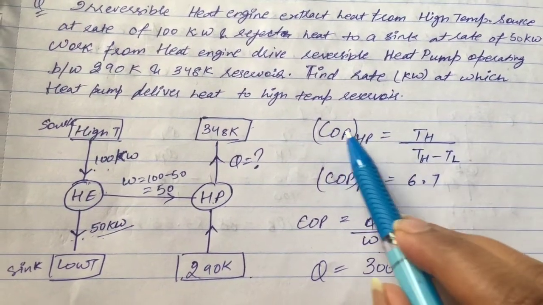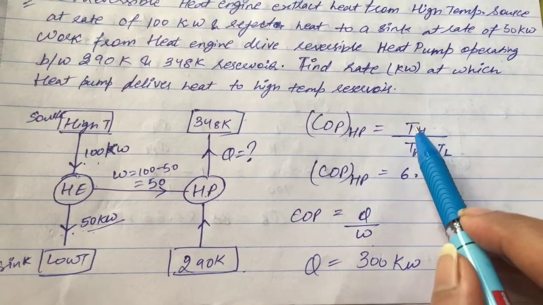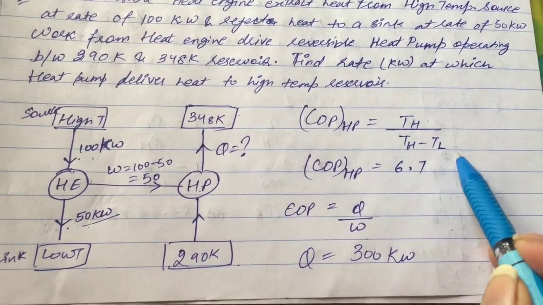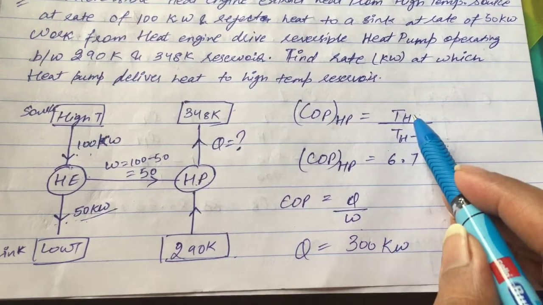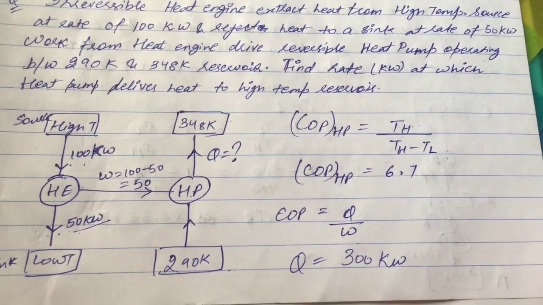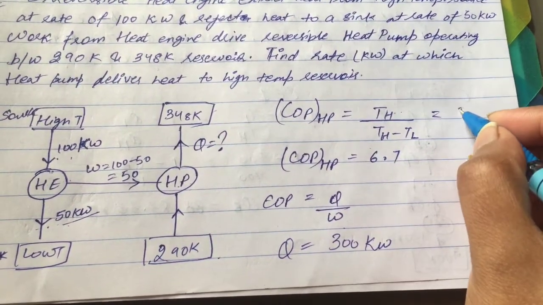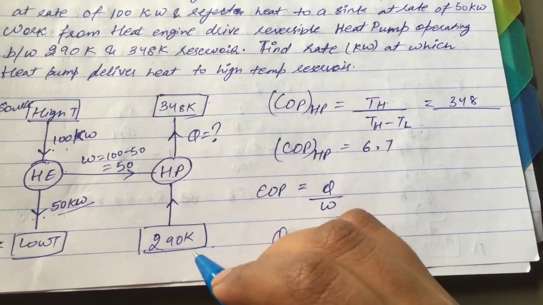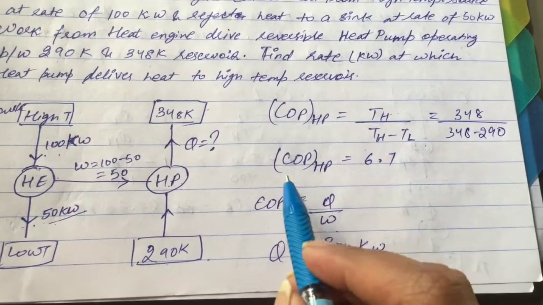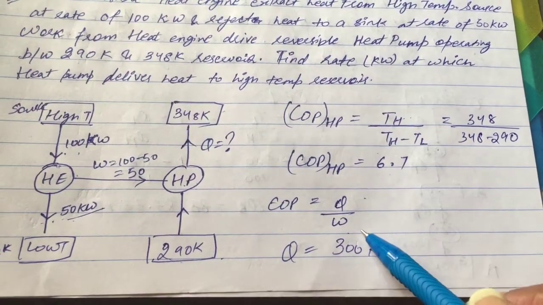So we know that COP of heat pump is temperature of high temperature source TH by TH minus TL. TH is for high temperature, TL is for low temperature. For heat pump, high temperature is given as 348 and low temperature is 290, so it would be 348 minus 290. COP comes out to be 6.7, and COP is also equal to Q by W.